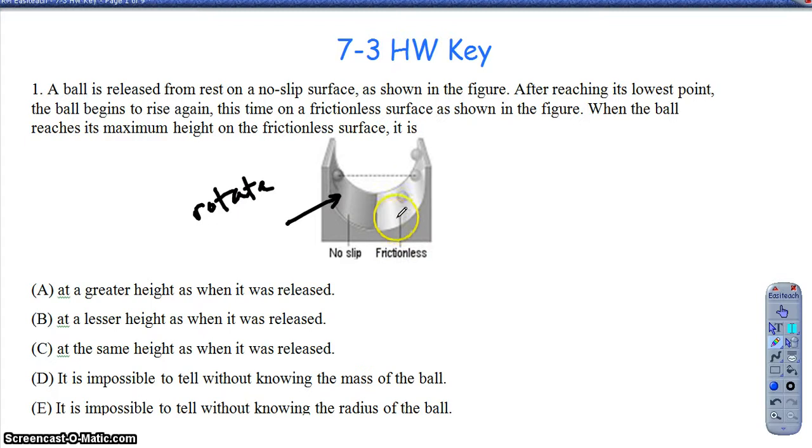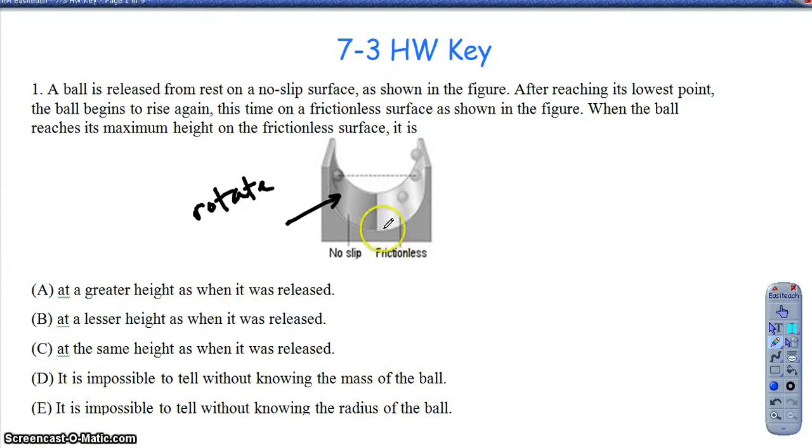So this is going to cause the ball to rotate. Then on the other side, it's frictionless. Because it's frictionless, the rotational motion won't be changing, right? There's nothing resisting that rotational motion, so it won't change. Then they give us the following options. Which maximum height does it reach on the frictionless side? Does it go to a greater height, lesser height, same height, impossible to tell, or impossible to tell without the radius or the mass?